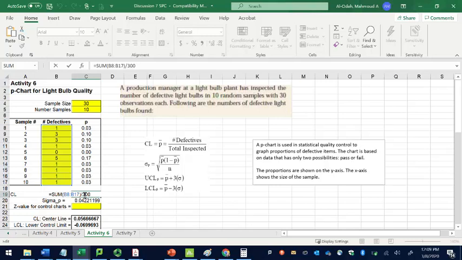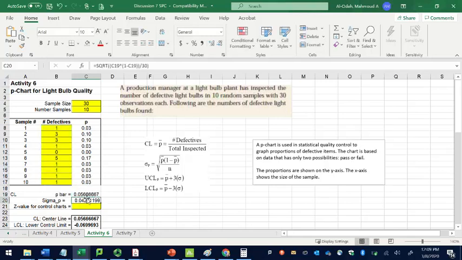That would be 300. As you see here in my cell, C19, I added all the defective parts using the sum function, and divided that by 300, which is the total inspected, all the bulbs that we've inspected.